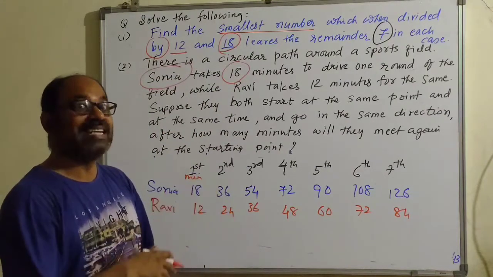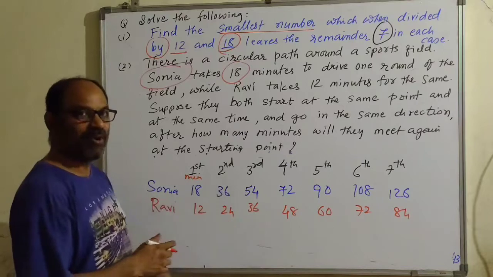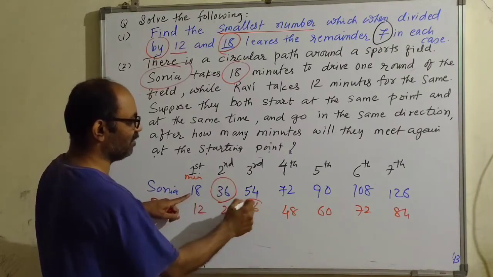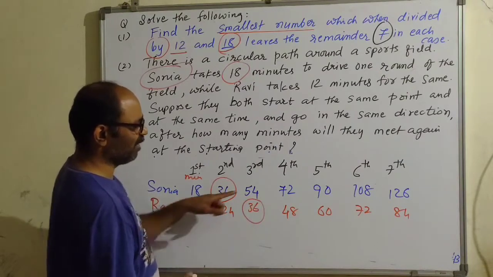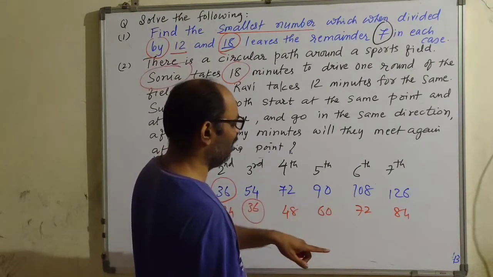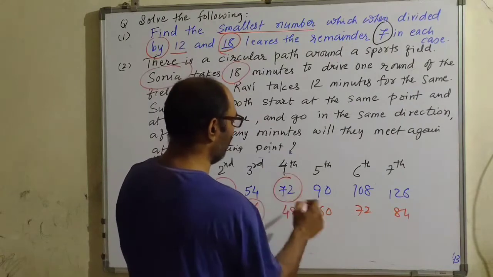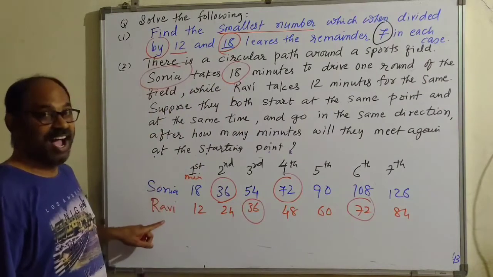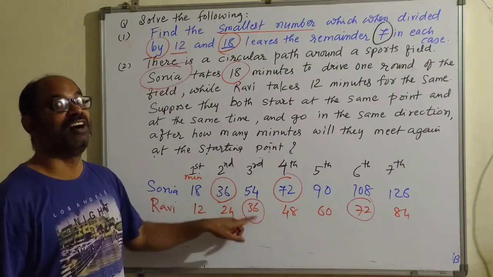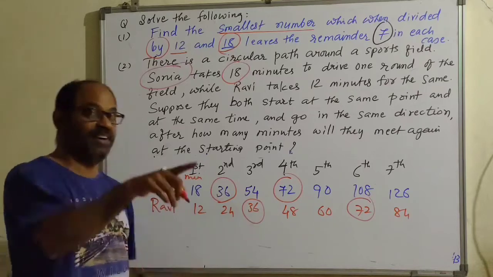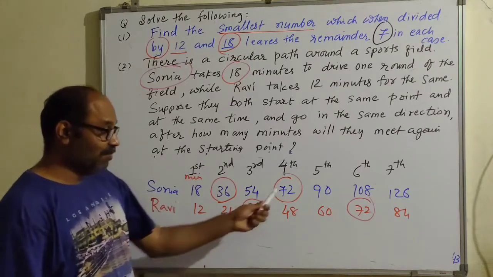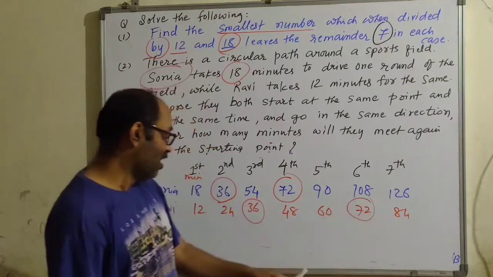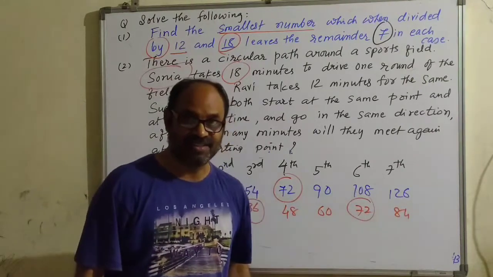Do they have a common time? Is there any common time in these times? The bigger is 18. Let's see. 36 and 36. After that comes 72 and 72. So both Sonia and Ravi will meet each other after 36 minutes for the first time. Second time they will meet after 72 minutes. Third time they will meet after 108 minutes.